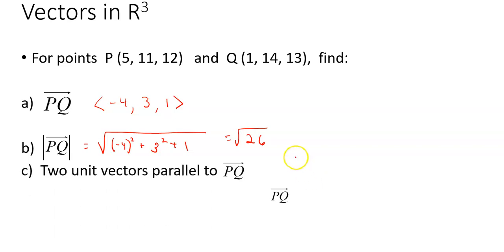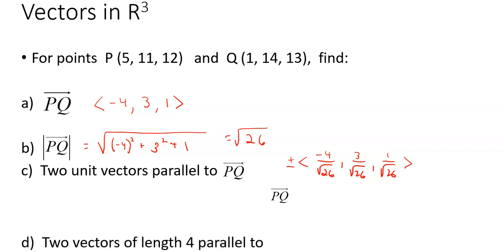Find 2 unit vectors parallel to PQ. Well, I could take -4 over the square root of 26, right? Because now I want things that are a unit long. 3 over the square root of 26. 1 over the square root of 26. But that's only one. The other one happens when you go in the other direction. So I can put a little plus minus on the outside of here, and now I've taken care of both of them, right? I've gone in the direction of -4, 3, 1, and then I can also go in the direction of 4, -3, -1.